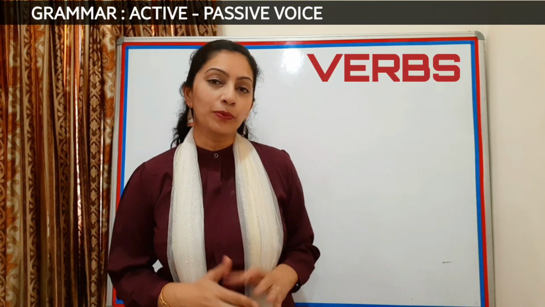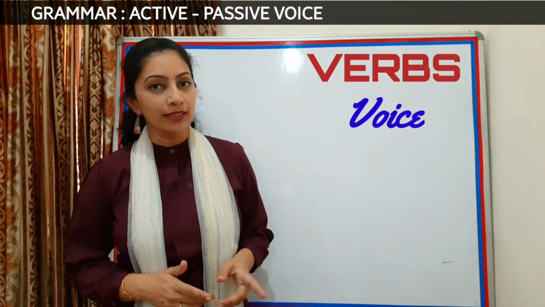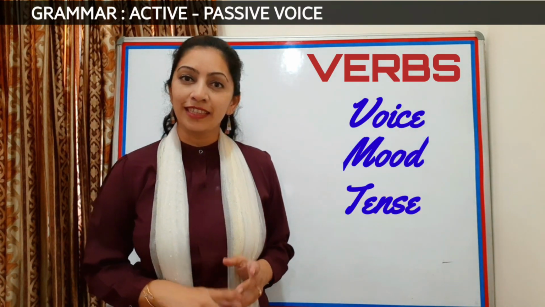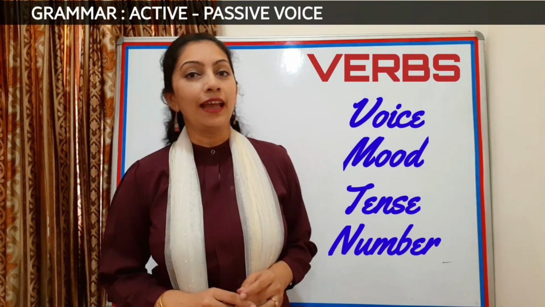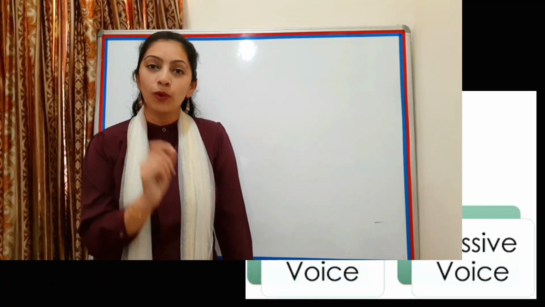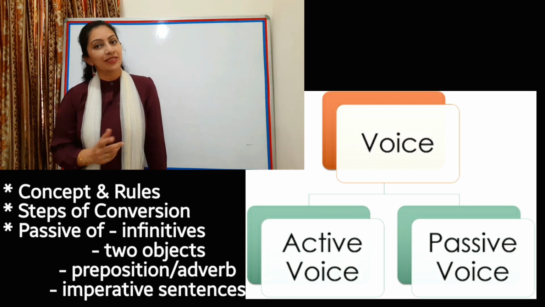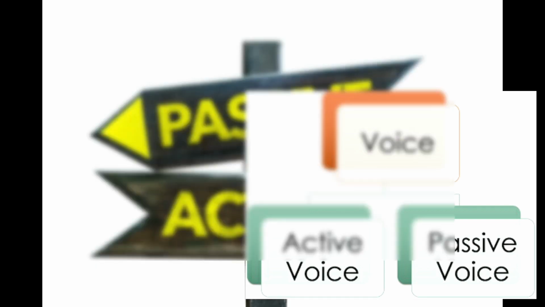When we talk about verbs, there are 5 properties which we must consider: voice, mood, tense, number, and person. And today we are going to talk about voice, that is active voice and passive voice. So let's start with the session today.